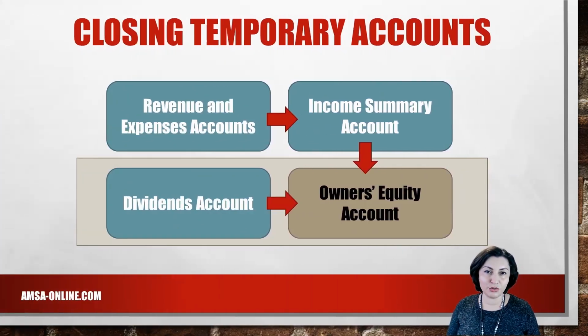Dividends are not closed through the income summary account because they are not expenses. Dividends are a portion of a company's earnings that it returns to shareholders. They are directly closed to equity. Note that for a corporation, the owner's equity account we use is retained earnings. For proprietorships and partnerships, it is capital accounts.